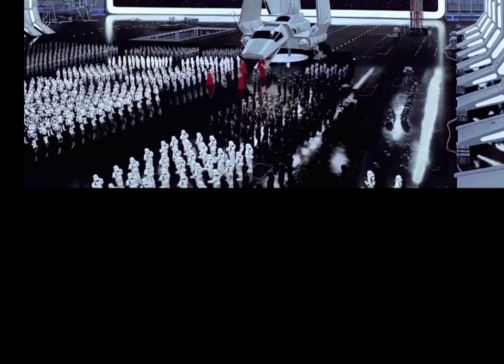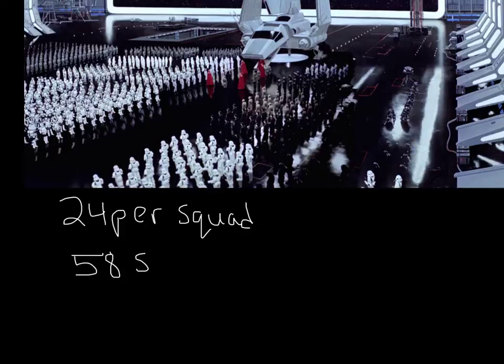So, what I want to know is, if there are about 24 stormtroopers in one squadron, so that's 24 per squad, and there were 58 squads of stormtroopers on the Death Star, I want to know how many stormtroopers there were altogether. So, I'll let you pause the video, and we will solve this when we get back.